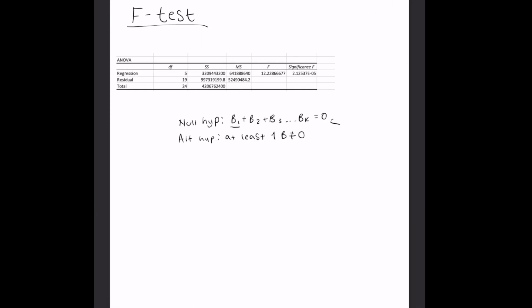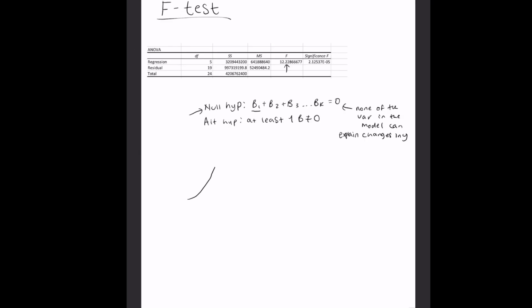So our null hypothesis is that none of the variables in the model has an effect on y, or can explain changes in y. All right. And the alternative hypothesis is that at least one of these variables can explain changes in y.